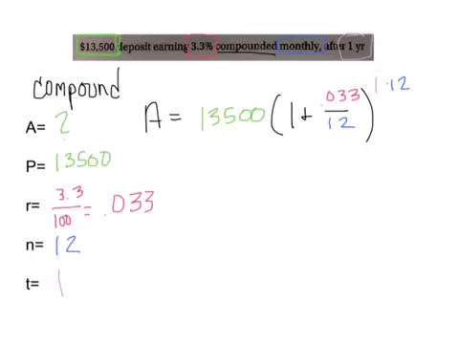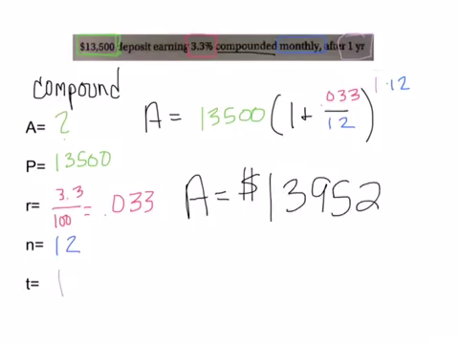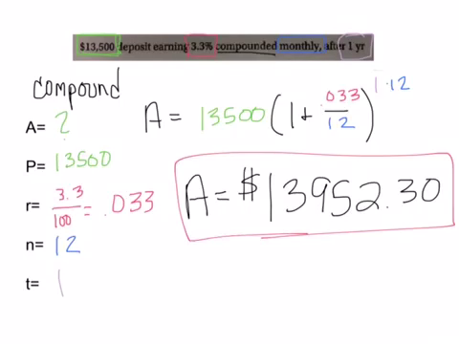Now it's just a matter of using our calculator to plug it in and work it out. After you work this through in your calculator, you'll discover that our value for A is equal to $13,952.30. Remember, since we're talking about money, it's going to round to just the penny, or in this case 30 cents. So our final answer here should be that A equals $13,952.30 with, again, our unit sign out front.